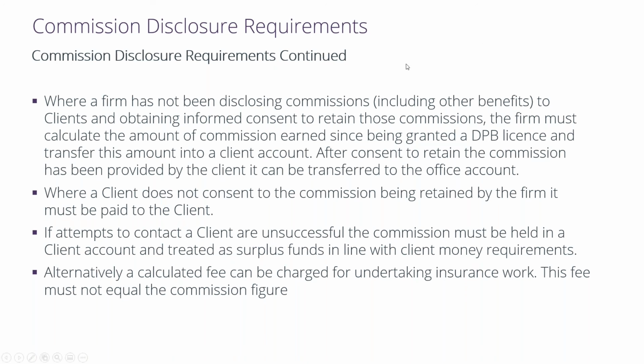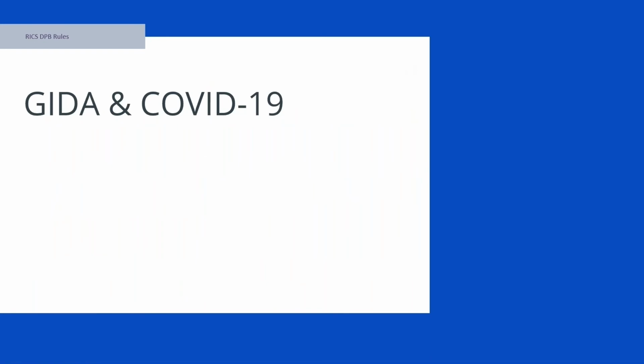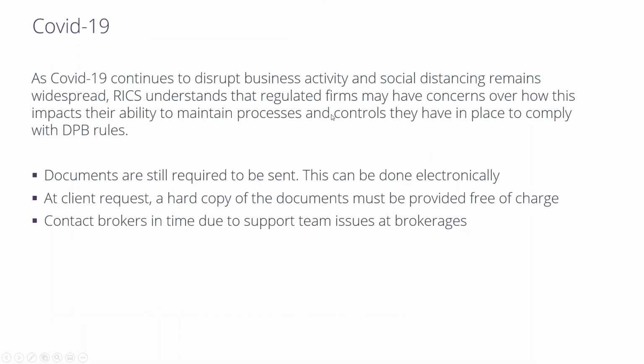Thank you, Waqas. First area I'm going to discuss is in relation to the COVID-19 pandemic and how this may have affected your GIDA work. As COVID-19 continues to disrupt business activity and social distancing remains widespread, the RICS understands that regulated firms may have concerns over how this impacts their ability to maintain processes and controls they have in place to comply with the DPB rules. The required documents that I've set out earlier are still required to be sent, and as we mentioned earlier, this can be done electronically.